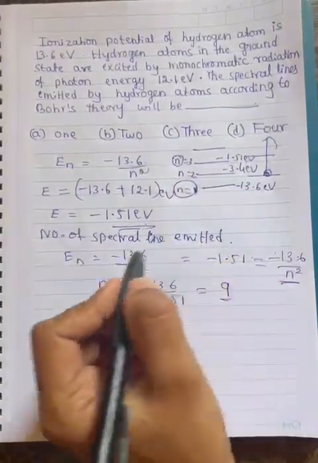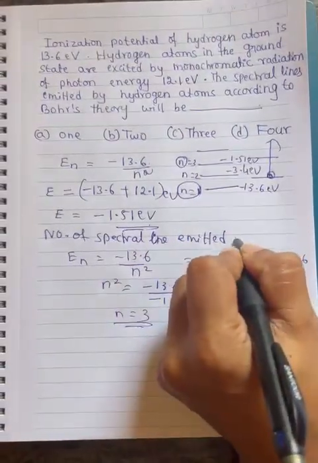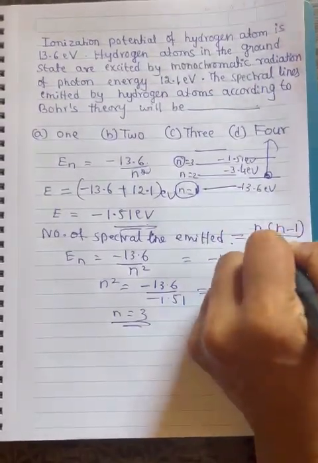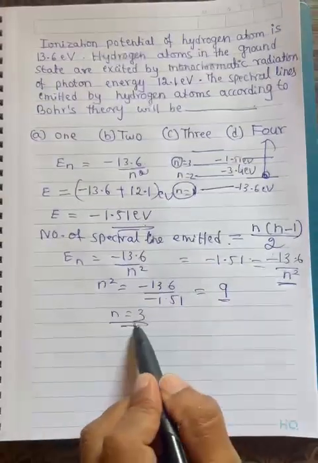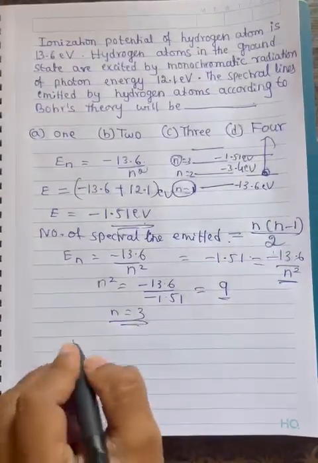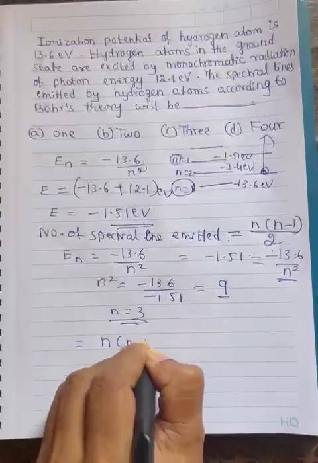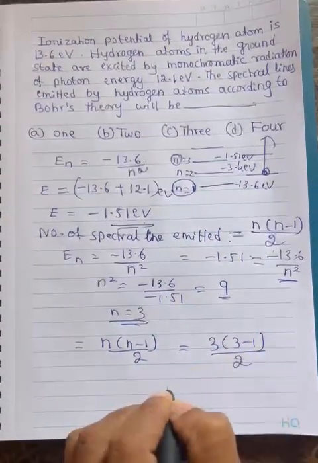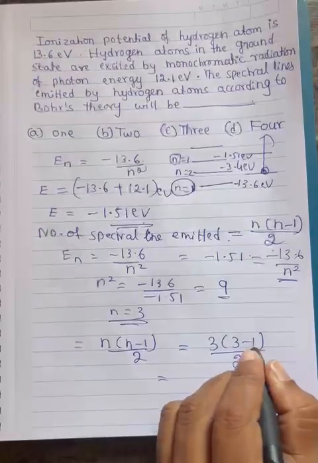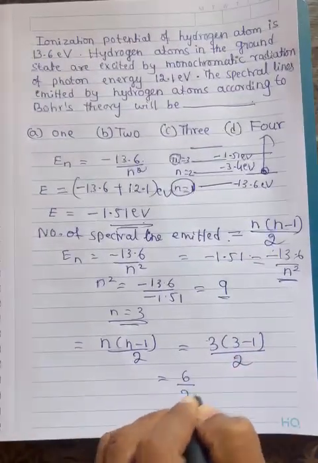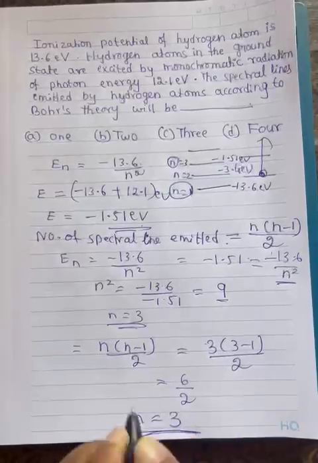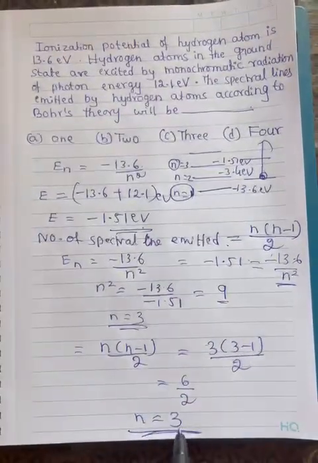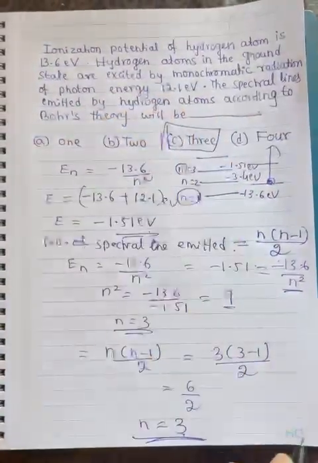So the number of spectral lines emitted is given by the equation n into n minus 1 divided by 2. We already calculated the n value, that is 3. Now substitute: 3 into 3 minus 1 by 2. So this is 3 minus 1, 2, 2 threes are 6, 6 by 2, that is 3. So the number of spectral lines emitted is 3, which is the third option. Thank you.